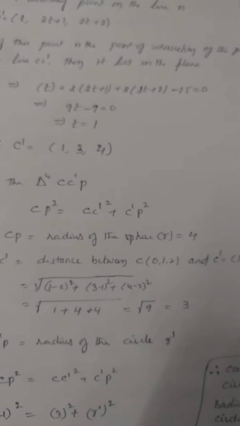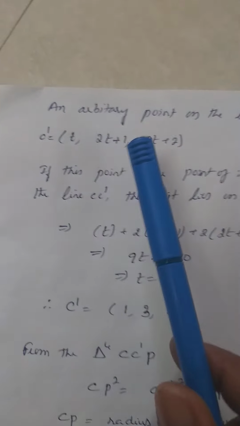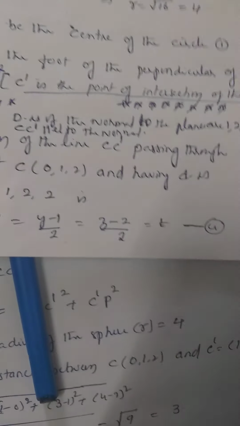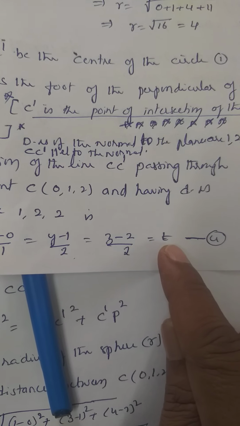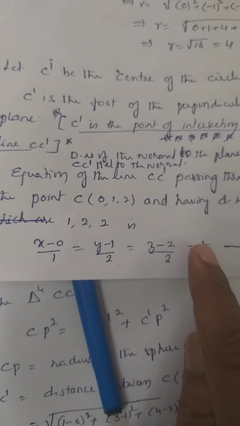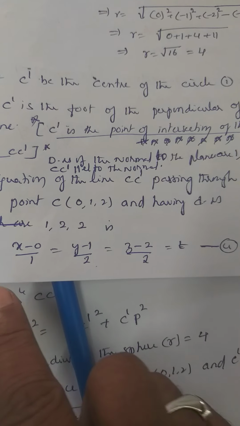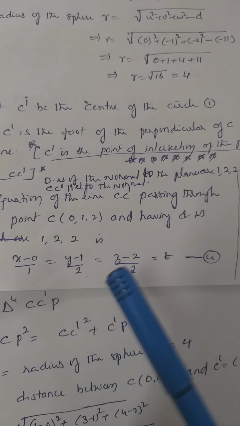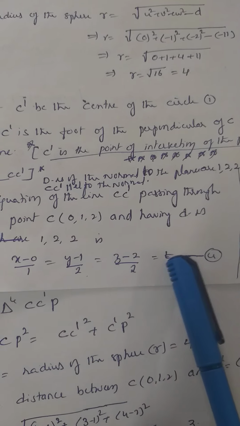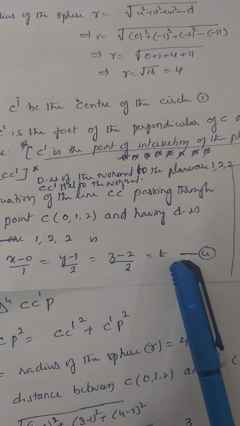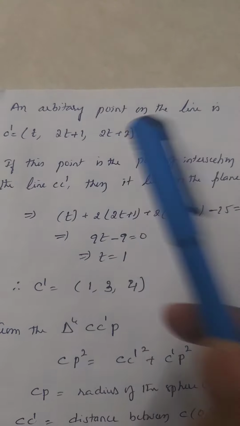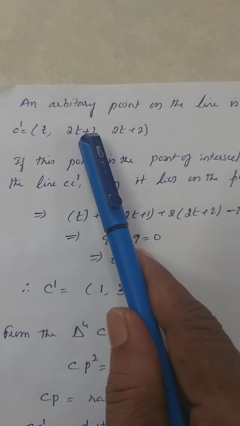Next, an arbitrary point on a line equation. An arbitrary point on the line, how do we get it? If you equate the line to a variable t, x minus 0 by 1 is equal to t, cross multiplying, x minus 0 is equal to t, x is equal to t plus 0. Similarly, y minus 1 by 2 is equal to t, y minus 1 is equal to 2t, y is equal to 2t plus 1. Similarly, z. This is an arbitrary point on a line, C dash.